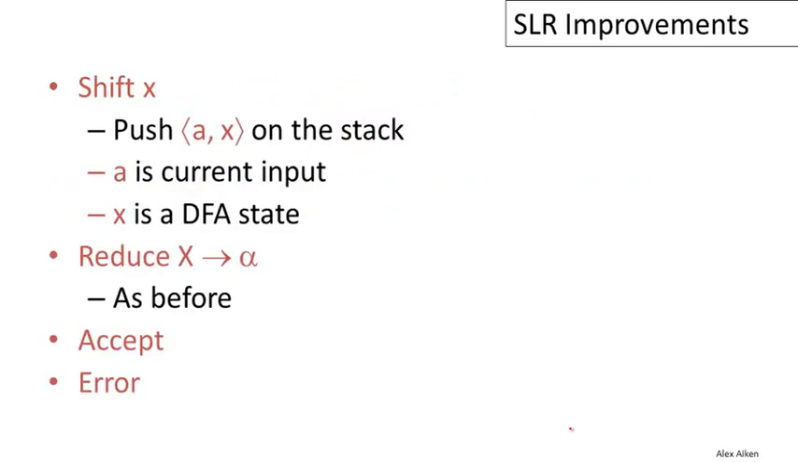Our SLR parsing algorithm will have four possible moves. A shift X move will push a pair on the stack. X is a DFA state, so that's named in the shift move now. And then the other element of the pair is the current input. And then we'll also have reduce moves, which are just as before. So to recall, a reduce move will pop a number of elements from the stack equal to the length of the right-hand side, and then it will push the left-hand side onto the stack. And then finally, accept and error moves for when we've successfully parsed the input and for when the parser gets stuck.